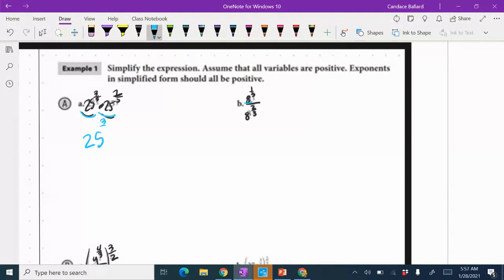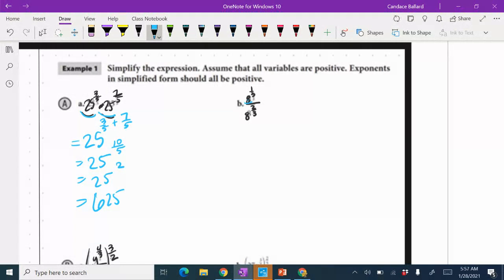So I get 25 to the 3/5 plus 7/5. My denominators are the same on those fractions, so I know I just get to add across the top. So I get 10 over 5, and 10 over 5 reduces to 2, so I get 25 squared, which is 625.